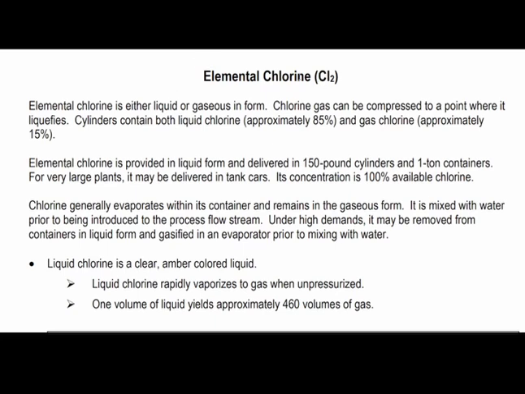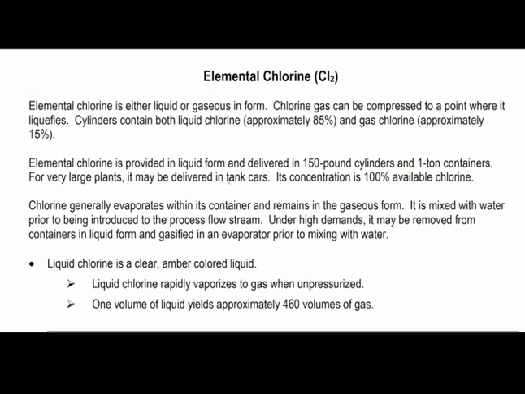Elemental chlorine, also known as Cl2. Elemental chlorine is either liquid or gaseous in form. Chlorine gas can be compressed to a point where it liquefies. Cylinders contain both liquid chlorine, approximately 85%, and gas chlorine, approximately 15%. Elemental chlorine is provided in liquid form and delivered in 150-pound cylinders and 1-ton canisters for very large plants.